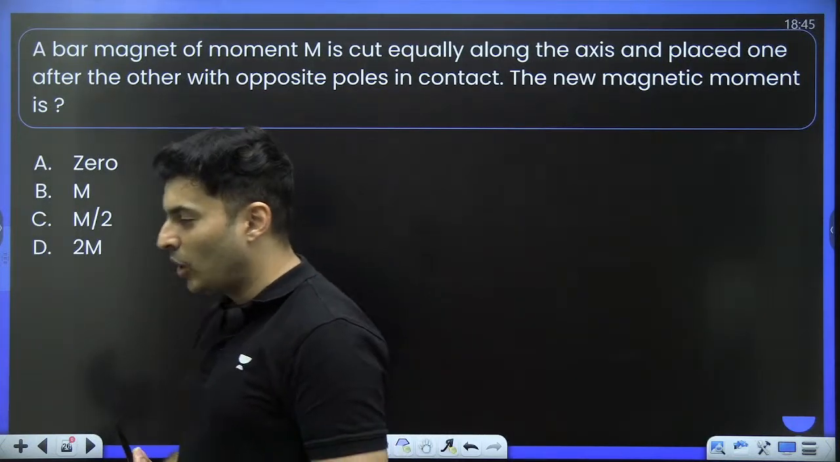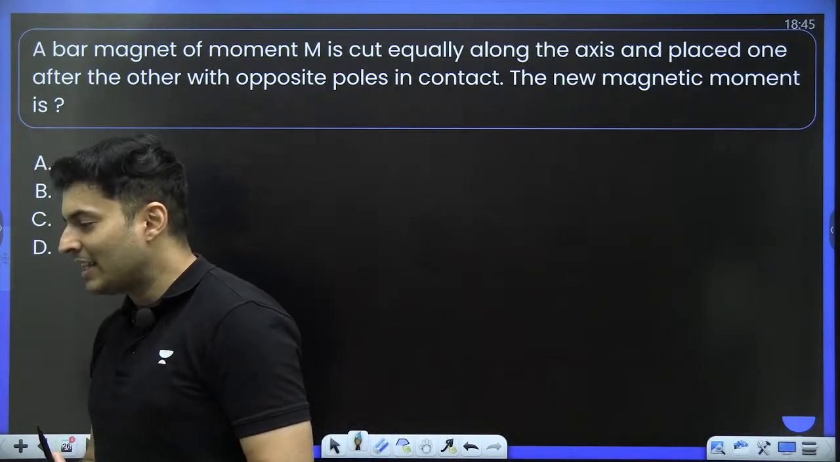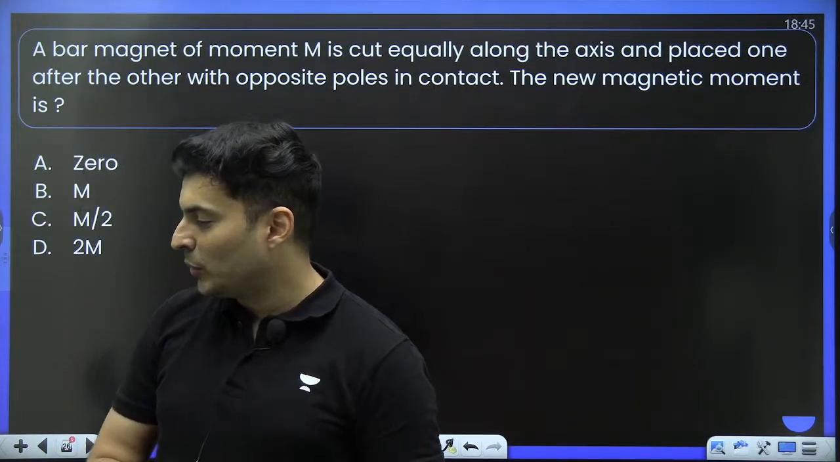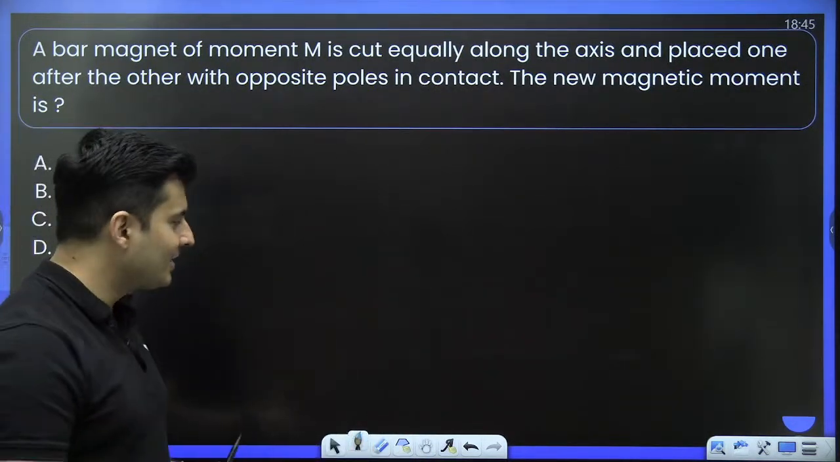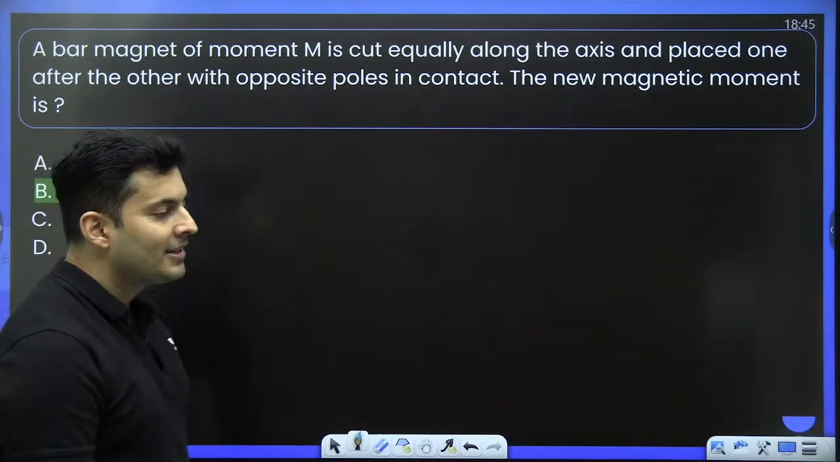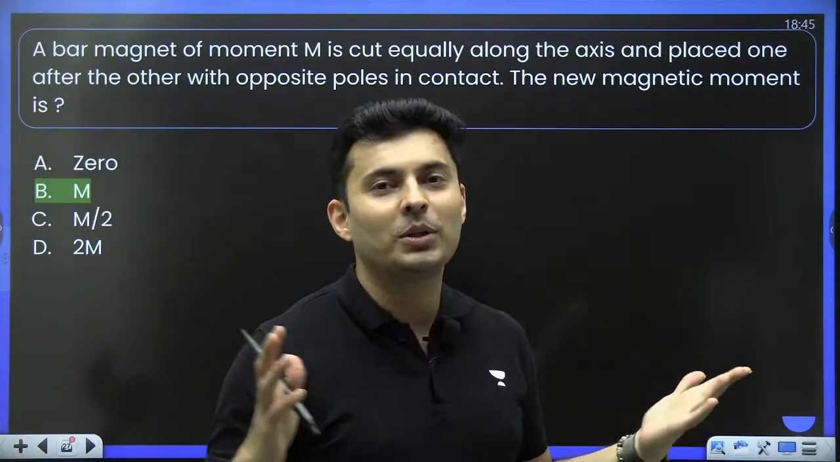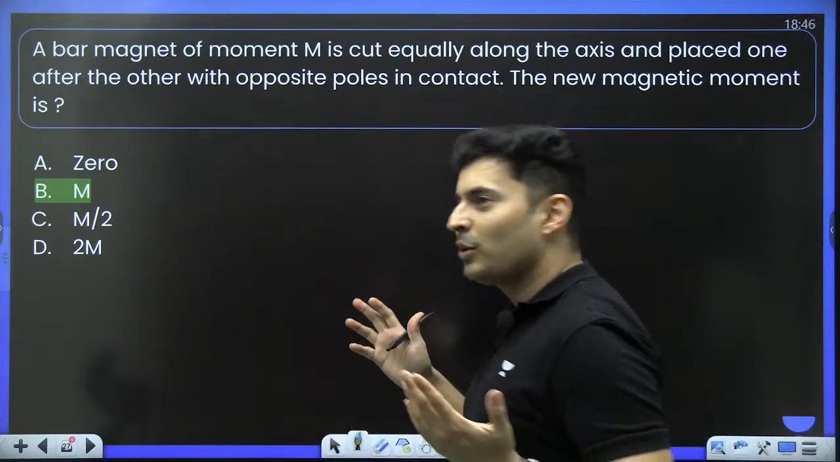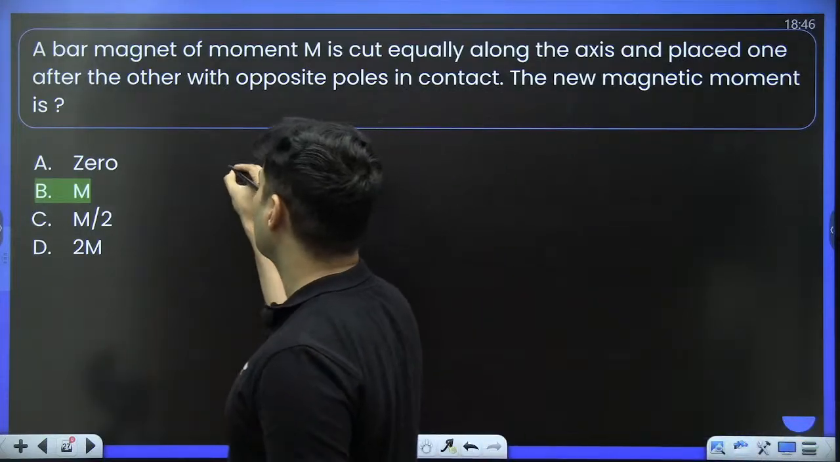0, M, M by 2 or 2M. Some people are saying 0, some people are saying M by 2. Is that so? The correct answer is M only. See, you guys got tricked into this question. Actually, it was so simple.